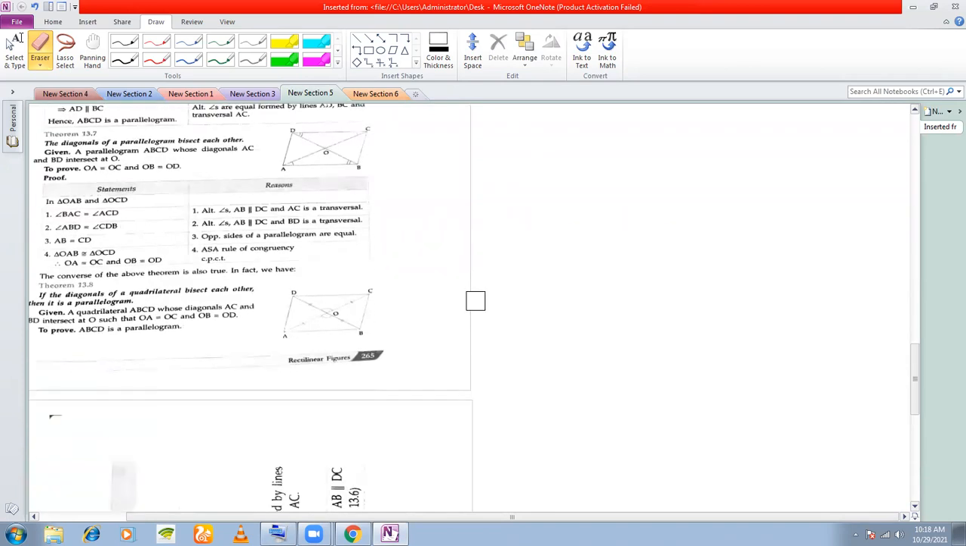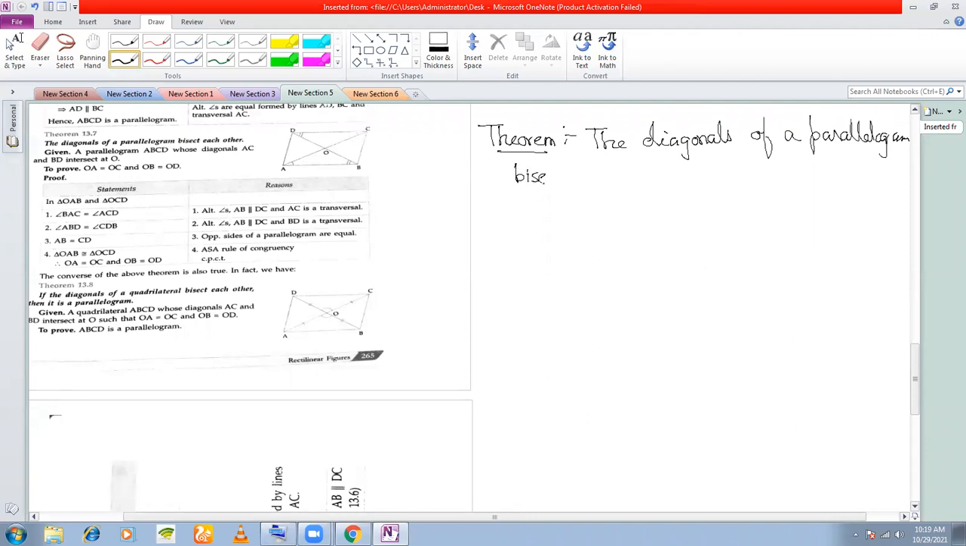Next theorem is, this is the property that we have already done, that the diagonals of a parallelogram bisect each other. This is a property that you have already studied. We shall now discuss the proof of this. The diagonals of a parallelogram bisect each other.